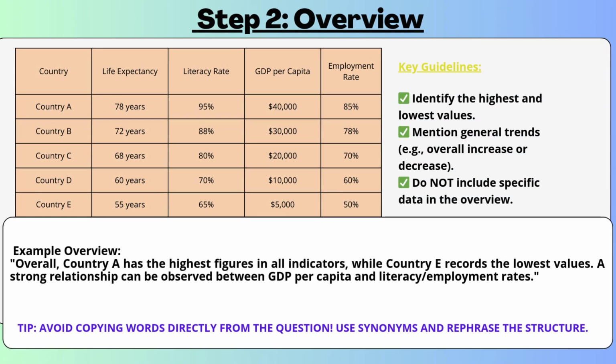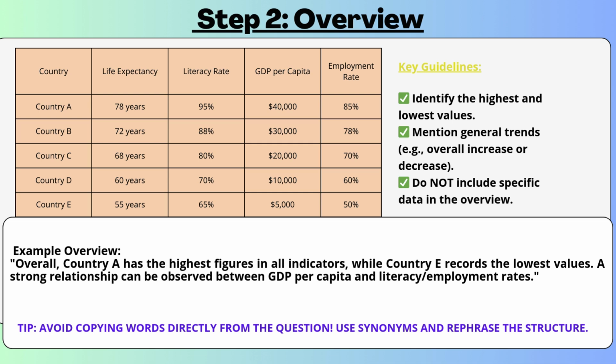The overview is a crucial part of your IELTS Writing Task 1 response, as it provides a summary of the main trends without including specific figures. To craft an effective overview, start by identifying the highest and lowest values in the table and noting any clear relationships or patterns.